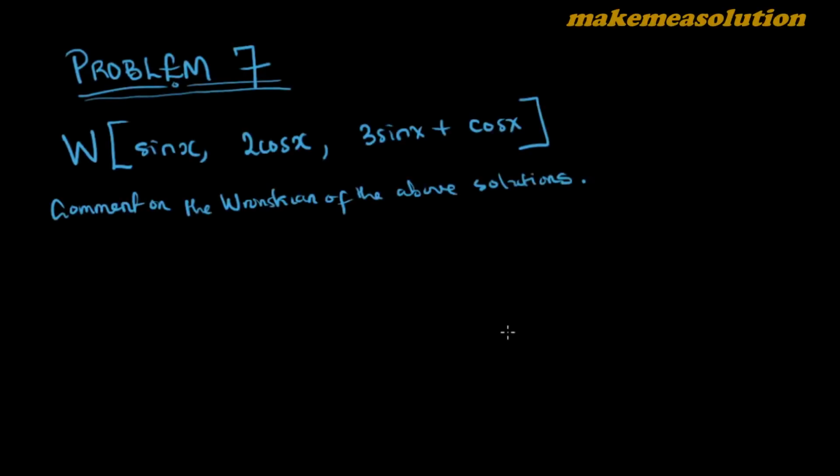Okay guys, welcome to problem 7. In problem 7 we are to obtain the Wronskian of sin x, 2 cos x, and the combination 3 sin x plus cos x. We are also to comment on the Wronskian of the above solutions. So let's begin.